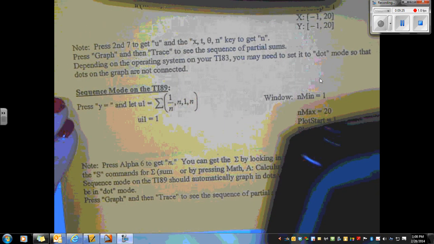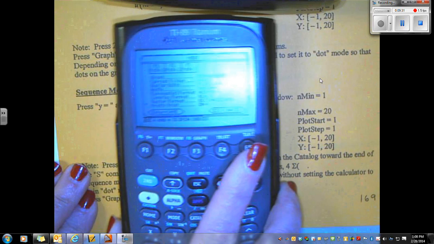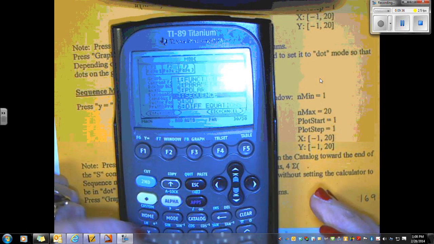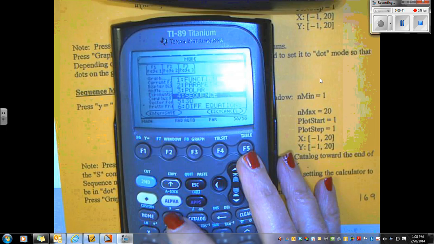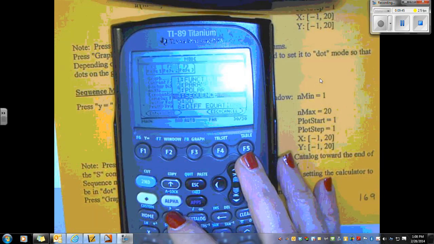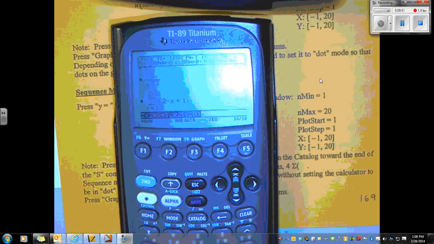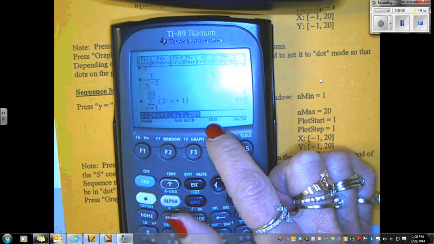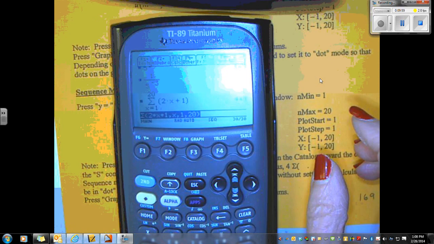All right, sequence mode. We got to go to sequence mode. I press the MODE key, which is below alpha. Then I went down to sequence, and I'm going to hit enter twice. So now, if you look on the bottom, I am in SEQ, sequence mode. You have to hit enter twice or it doesn't change it.